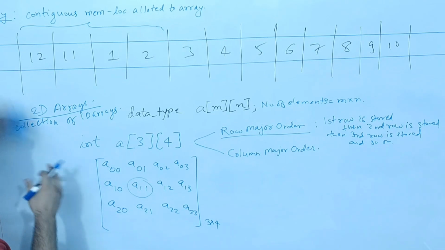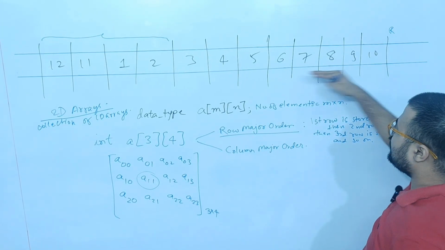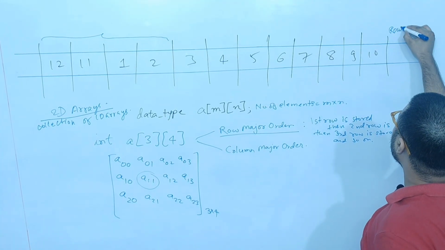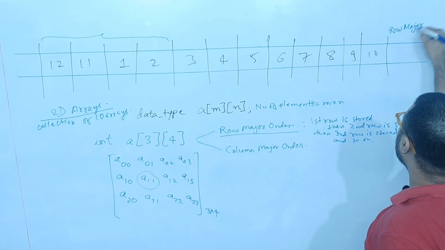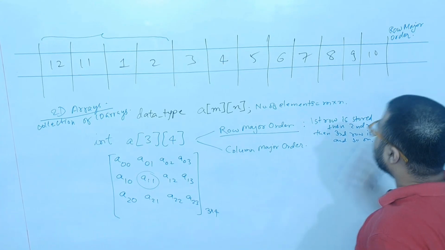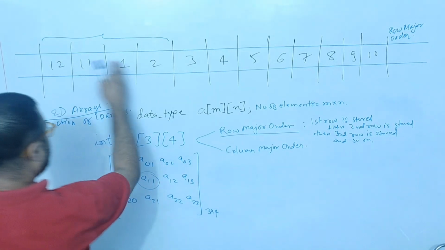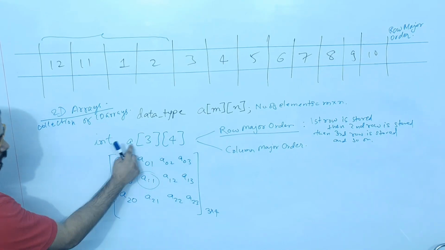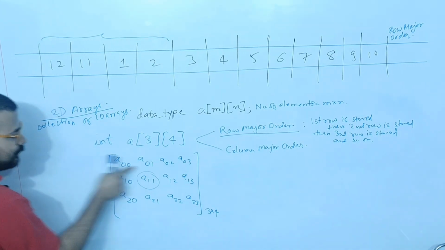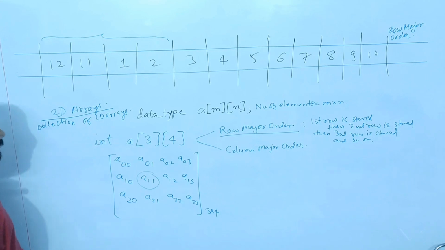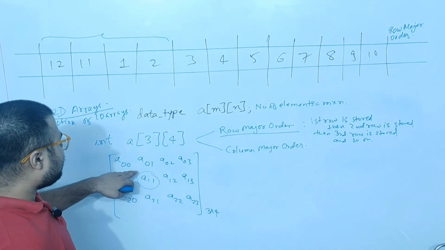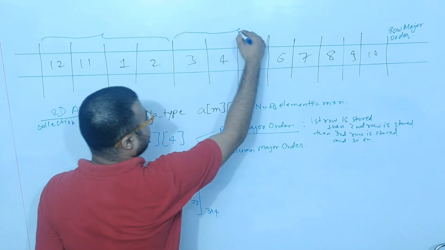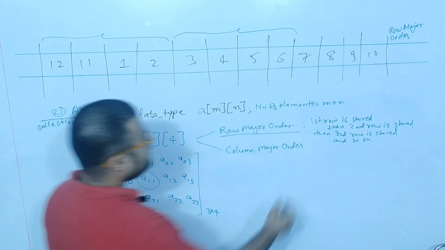Let me erase this. Here, I will use indexing for row major. If row major order is followed, then this is your first row, because for each row you have 4 columns, so every row has 4 elements. So this is the first row, this is the second row, and this is the third row.